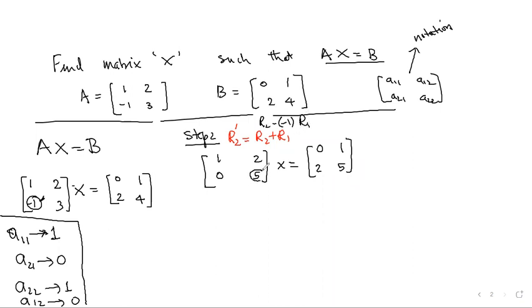Now to make this 5 into 1, I have to make this 5, 1. Do you agree with that? 8, 2, 2 should be made 1. I must divide R2 by 5. There's no other way to do it.